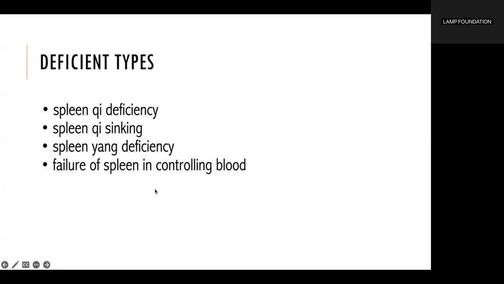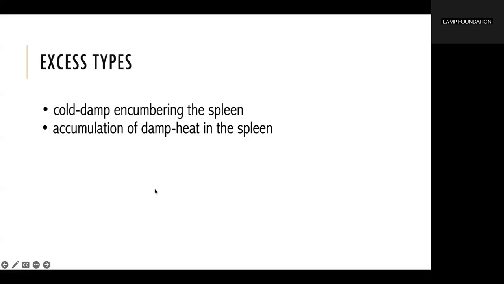Deficient types are spleen-qi deficiency, spleen-qi sinking, spleen-yang deficiency, and failure of the spleen in controlling blood. And the excess types are cold damp encumbering the spleen and accumulation of damp heat in the spleen.